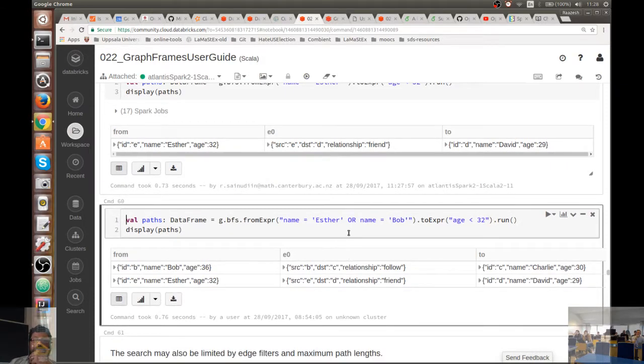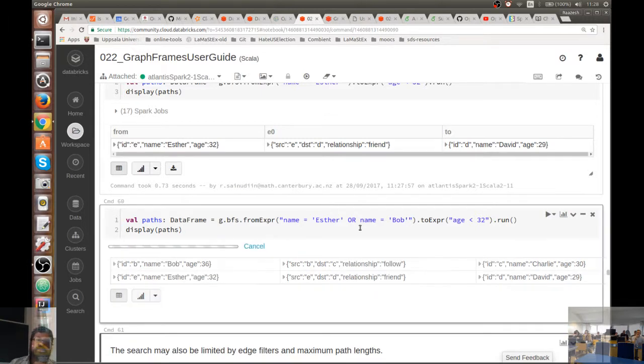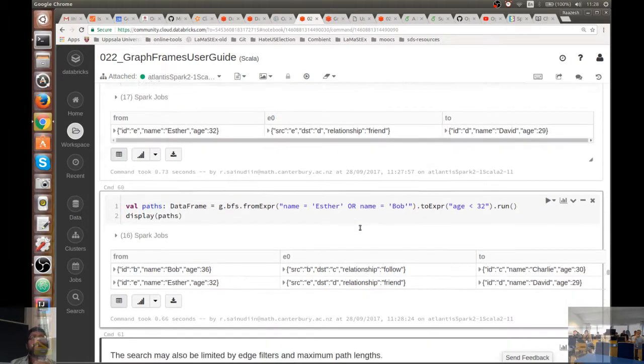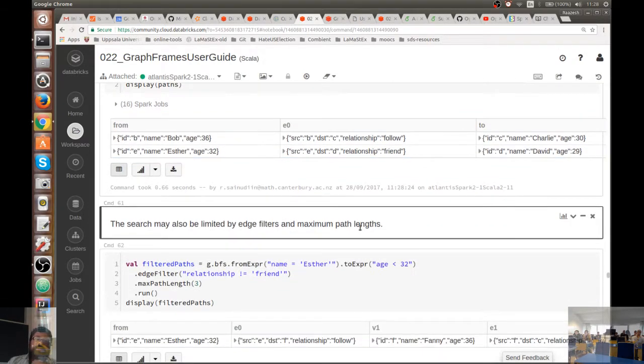Okay, so it's the shortest. And then here I just added or name equals Bob. So it's just a different from expression. So now I have two source nodes I'm starting from. Breadth first expansions are very, very powerful projections of a very large network, because often you may be only interested in specific source nodes and specific destination nodes, and you're interested in finding paths in this graph that lead from source to destination, right?